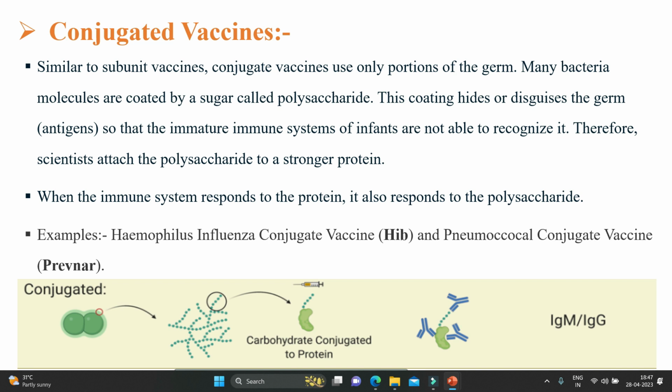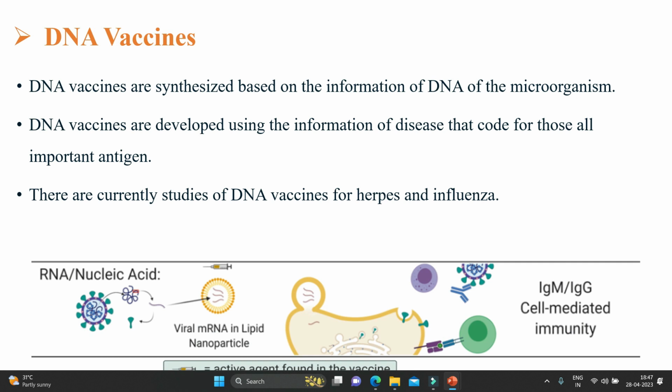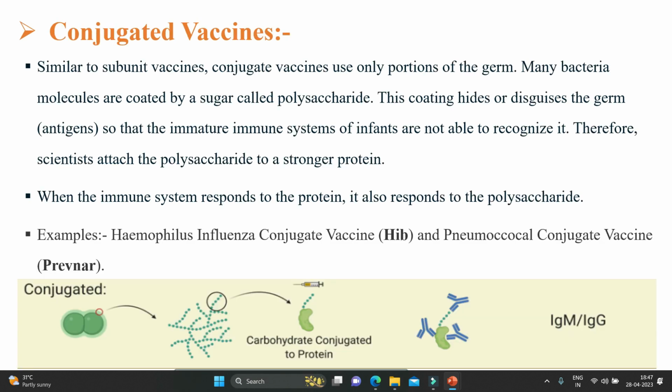Conjugated vaccines. Examples are the HIV and pneumococcal conjugated vaccines. Similar to subunit vaccines, conjugated vaccines use only portions of the germs. Many bacterial molecules are coated by sugar-like polysaccharides. This coating hides the germ's antigens, so the immune system of infants is not able to recognize it. Therefore, scientists attach the polysaccharides to stronger proteins. When the immune system responds to the proteins, it also responds to the polysaccharides.